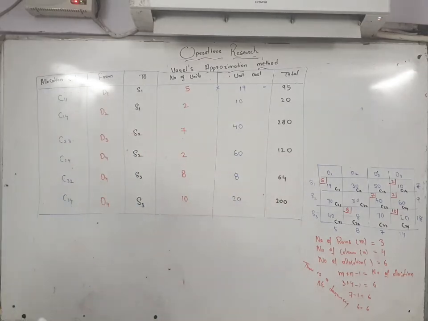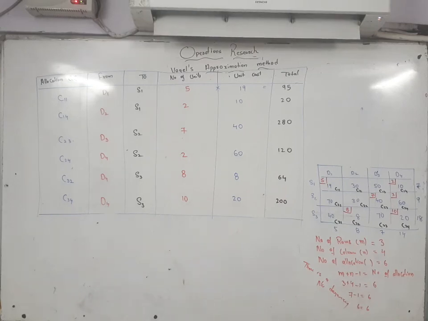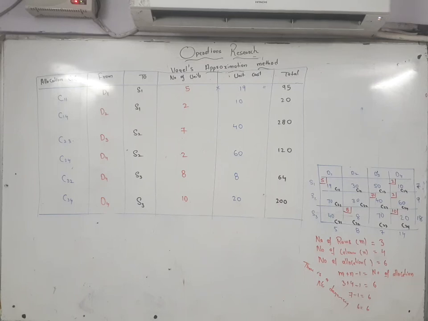First you got 5 into 19. Next you got 2 into 10. Next 7 into 40. Next 2 into 60. Next 8 into 8. Next 10 into 20. If you add these, 95 plus 20 plus 280 plus 120 plus 64 plus 200. So how much are you getting as total transportation cost? If you add all of these from starting to ending, how much are you getting? 779.